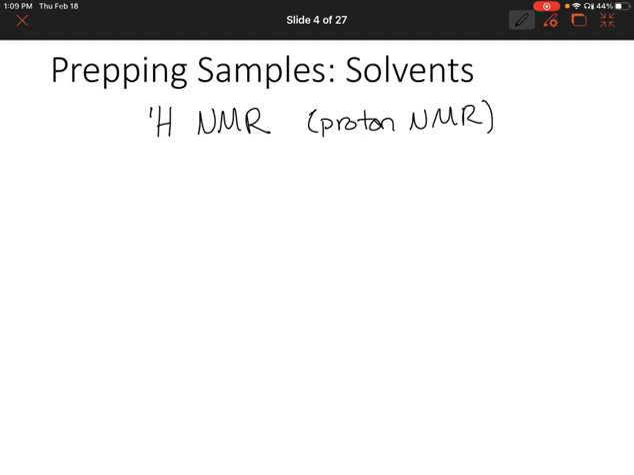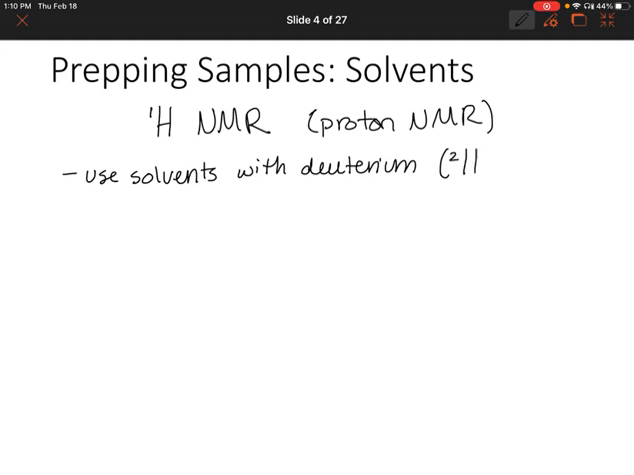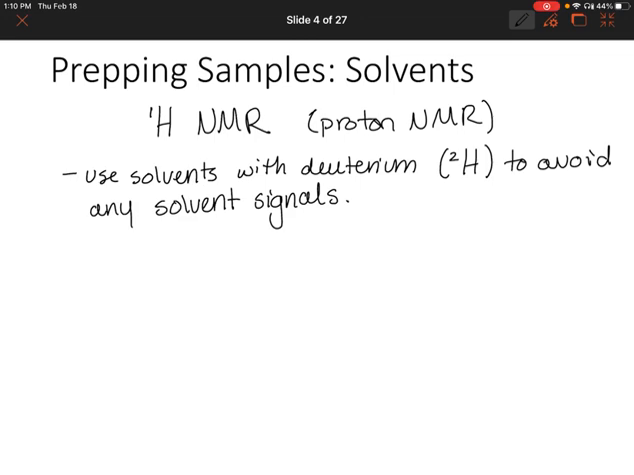So instead, we're going to use deuterium. That is hydrogen with a mass of 2. So this is an isotope of a proton, and we're using this to avoid any solvent signals. Luckily, deuterium has a range outside of the range that we would read for protons. So the deuterium signal won't show up on our NMR spectrum, or if it does, there'll be a single peak that we can calibrate against. All right, so the solvents that we're going to use are called deuterated solvents.